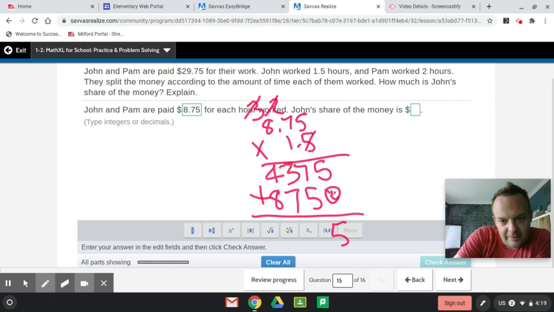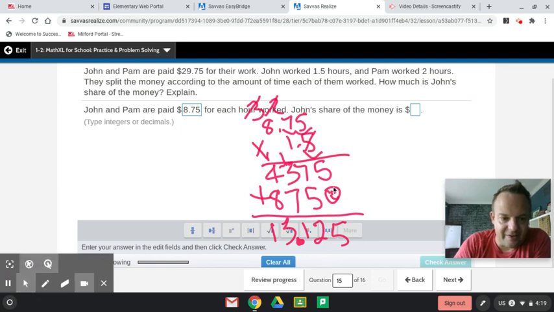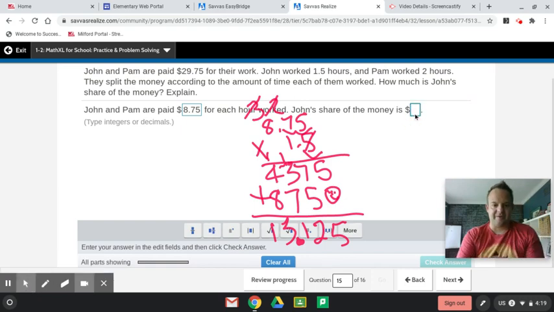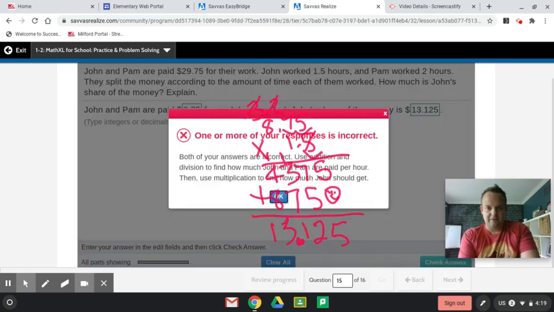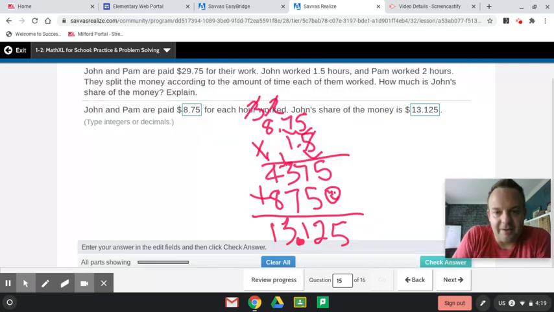And let's see here. 12, 13. 2 places behind the decimal here, 1 place here, total of 3 places over. Jim's share of the money is $13, and if we had to round it, 13 cents. Let's see if they'll accept this answer, or else I did something wrong. Oh, that's heartbreaking.